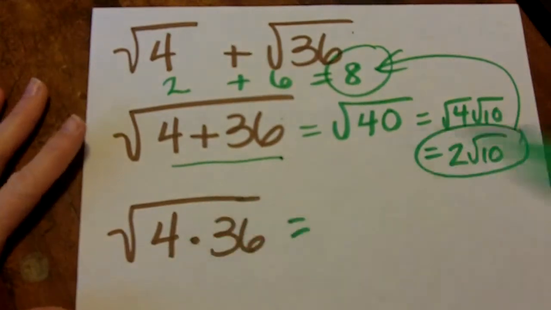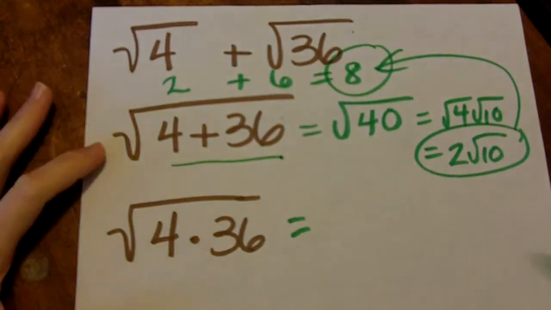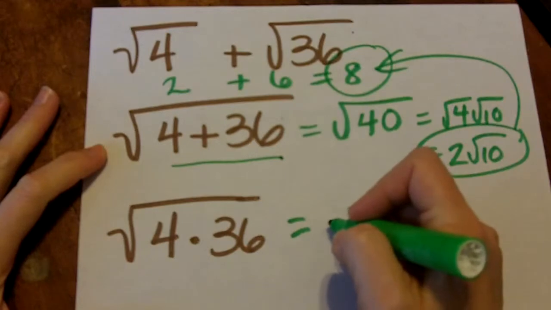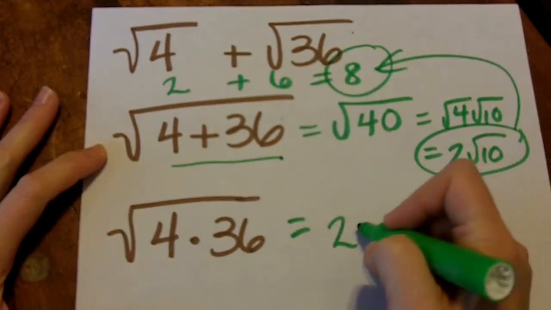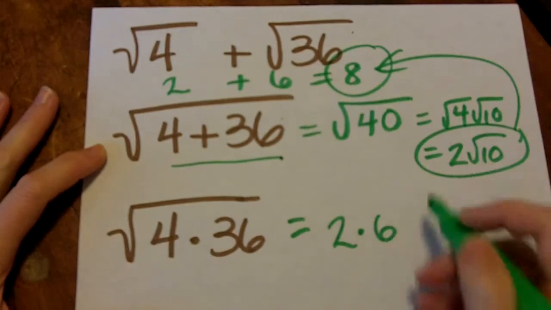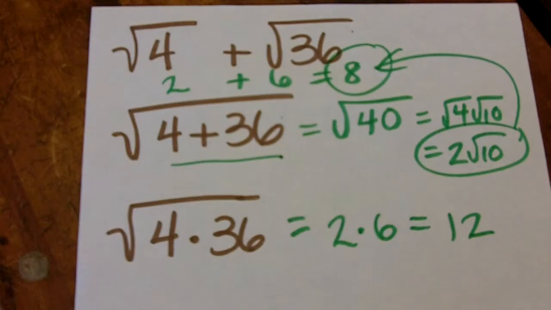And of course, if you have multiplication going on, you could, if you really like math, do 4 times 36 and find that really huge number and then figure out what the square root is. Or you can simply take the square root of 4, which is 2, and the square root of 36, which is 6, and then multiply those together to get 12, which seems to be a lot easier.